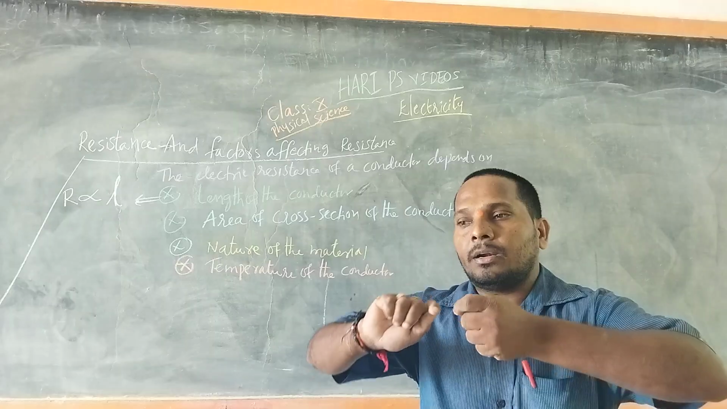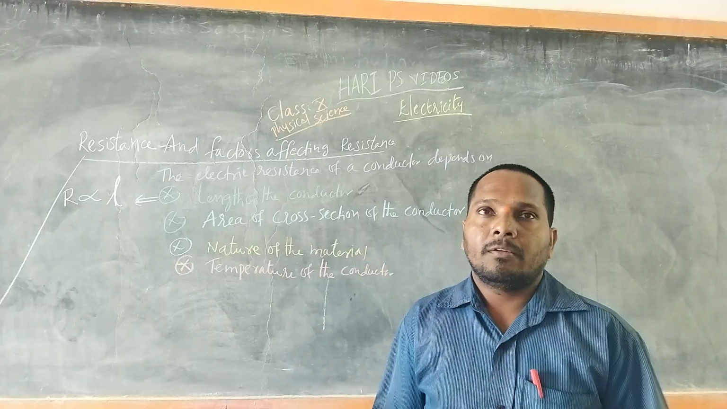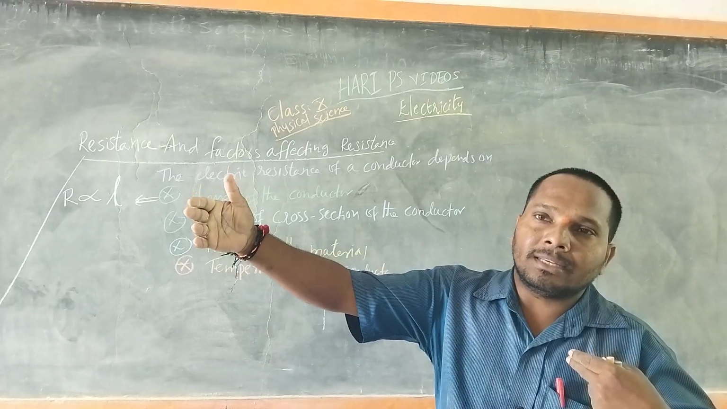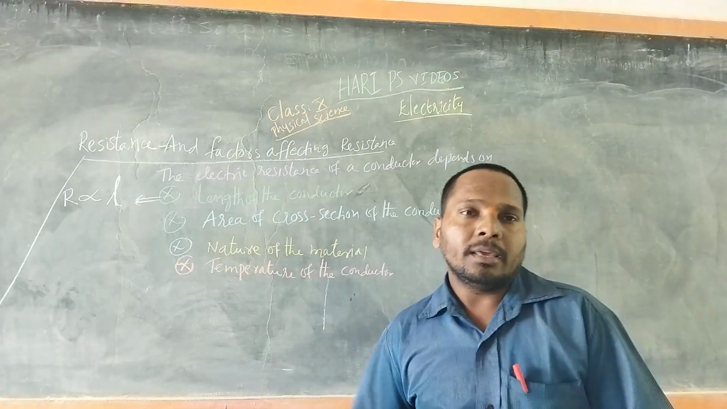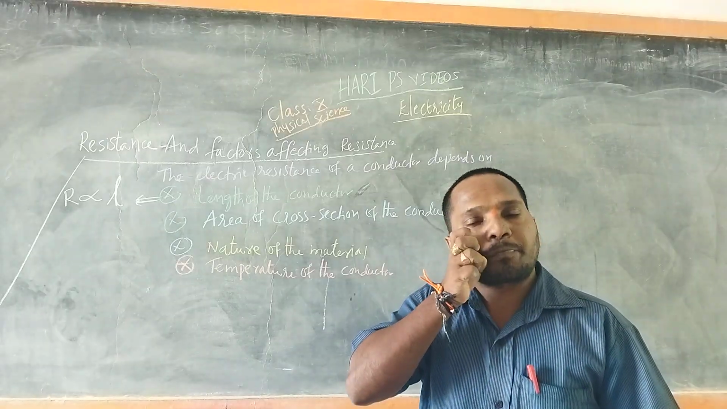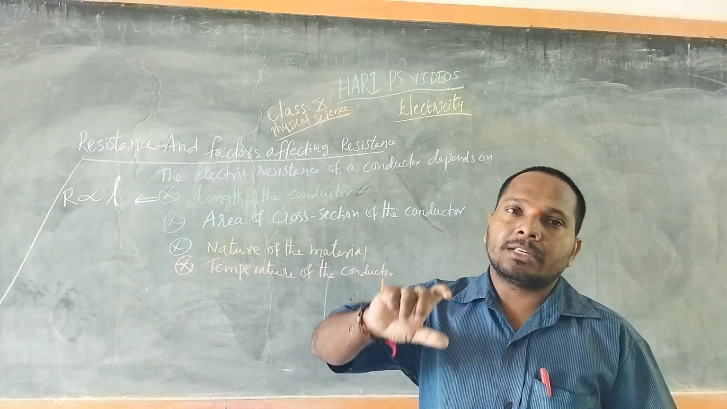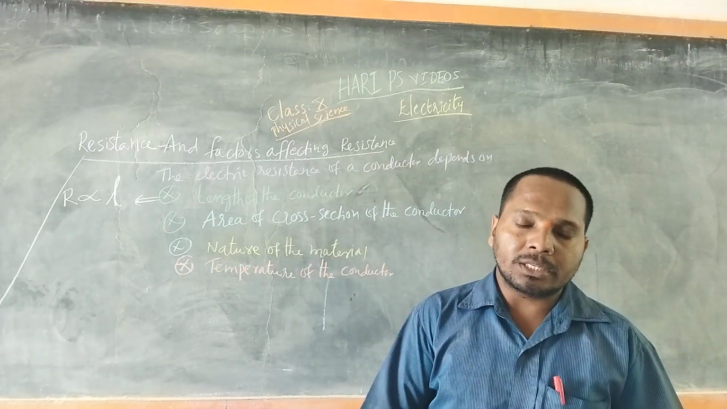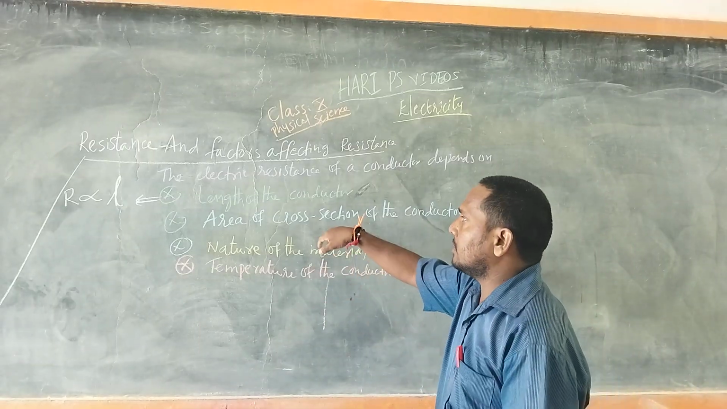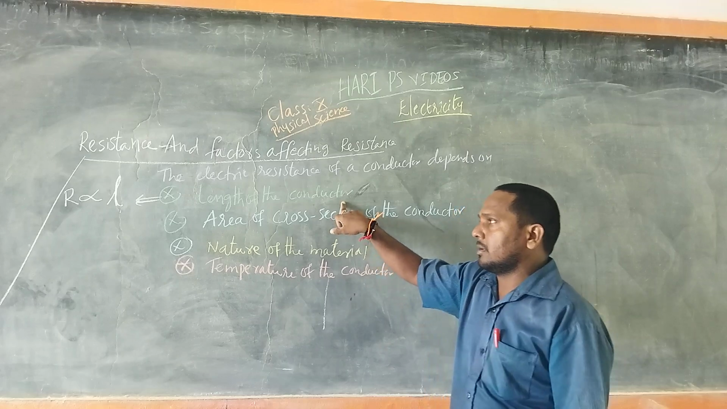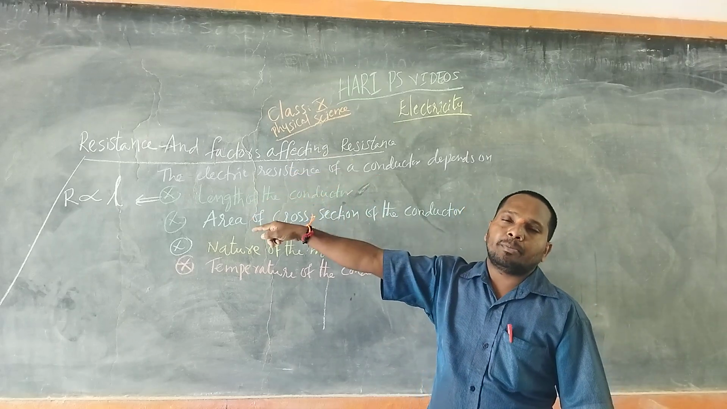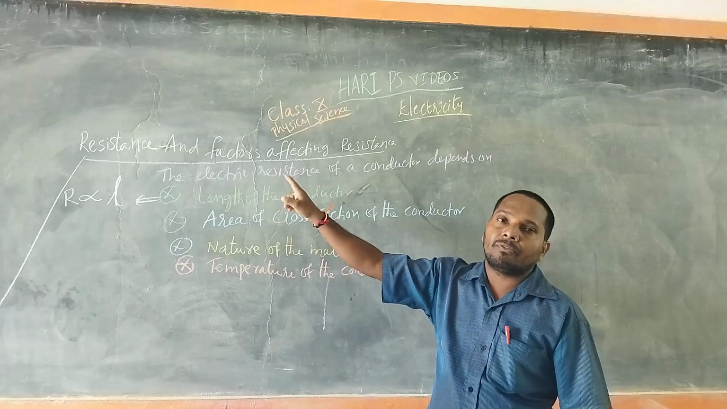So when we join two wires, the length of the wire increases and the resistance also increases. They are connected in series, so resistance becomes double the original value. So one of the factors is length of the conductor. So resistance is directly proportional to length of the electric wire.